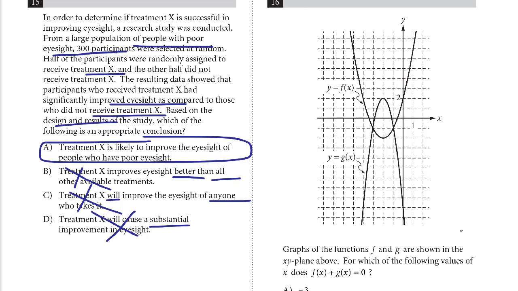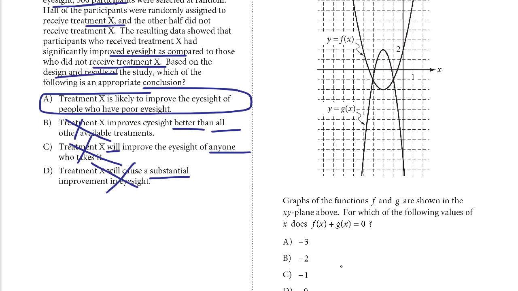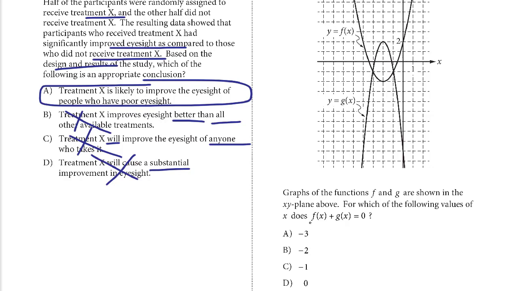The graphs of the function f and g are shown above in an xy plane. For which of the following values x does f of x plus g of x equal 0? So a lot of times students might wonder, what the heck does this mean, f of x plus g of x? That is the y values summed on both graphs for whatever x value we're talking about on the graph.